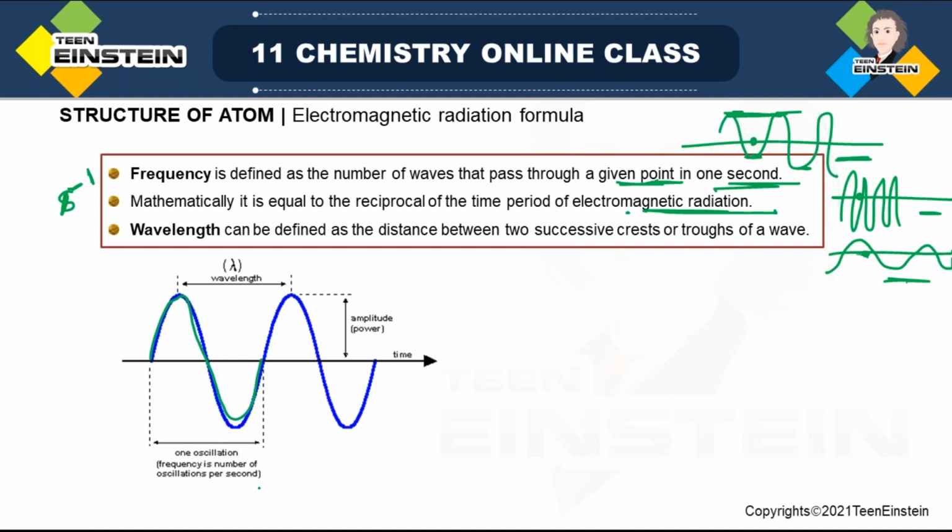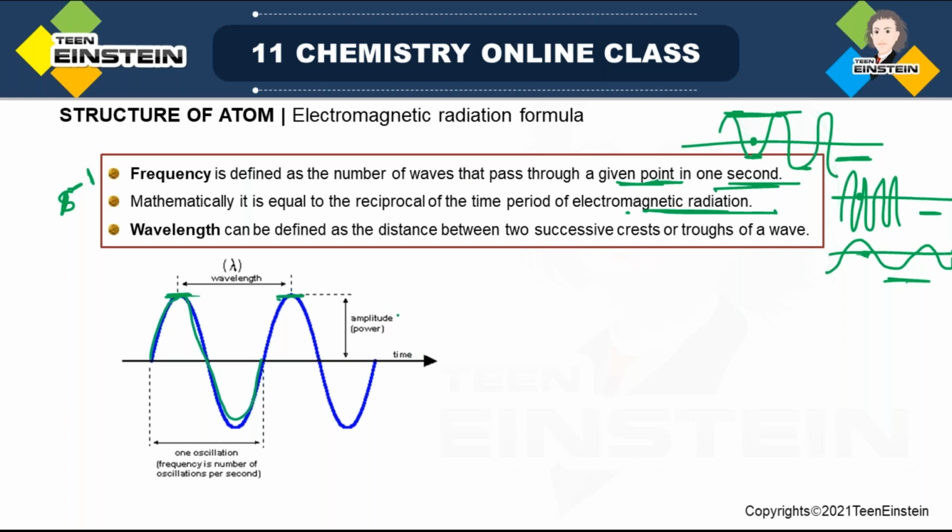And frequency is the number of oscillations per second. So when the wavelength is narrow, that means these 2 points are coming close to each other. When they are very close to each other, wavelength becomes shorter and shorter, but frequency is the number of oscillations per second. So now per second this oscillation will increase. Or you can also consider this definition, which is comparatively easier to understand.